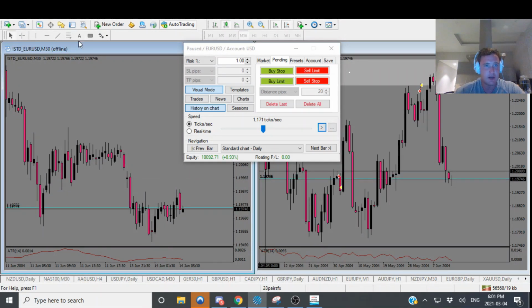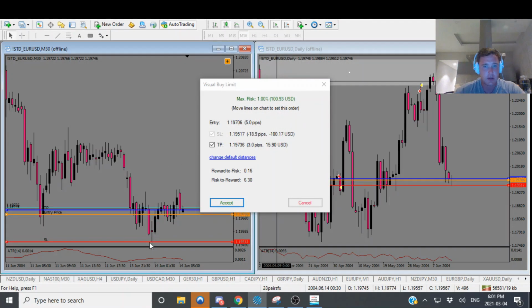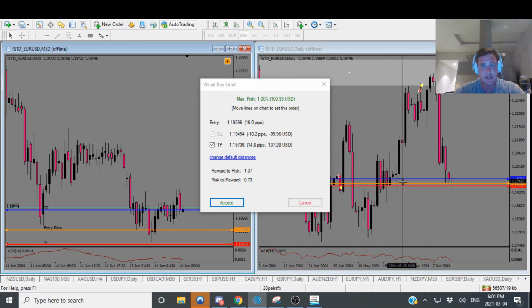Might have an area of small demand down here. Where's visual mode? Buy limit. The reason why I'm looking for buying opportunities here is because price is inside my higher time frame demand zone. This strong black candle right here is telling me that there's a large amount of buying that happened in this general area. Price came back in, so I went down to my lower time frame and I said, okay, I want to wait for evidence of buyers starting to step in.